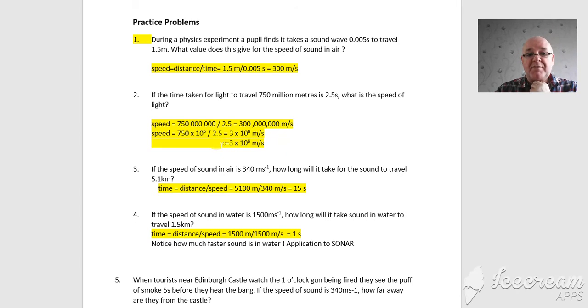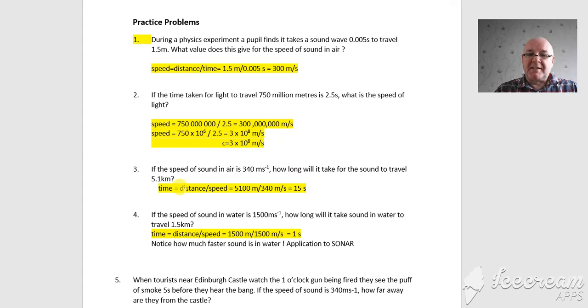The speed of light is the fastest thing that we know of in the universe. As far as we can tell, nothing goes faster than the speed of light. We've actually got a special symbol for it, which is c. So c, which comes from the Latin word celerus, which means rapidity or speed, is the symbol for the speed of light. You could have put in 750 times 10 to the 6 divided by 2.5 on your calculator if you wish. Number 3, if the speed of sound in air is 340, how long will it take?